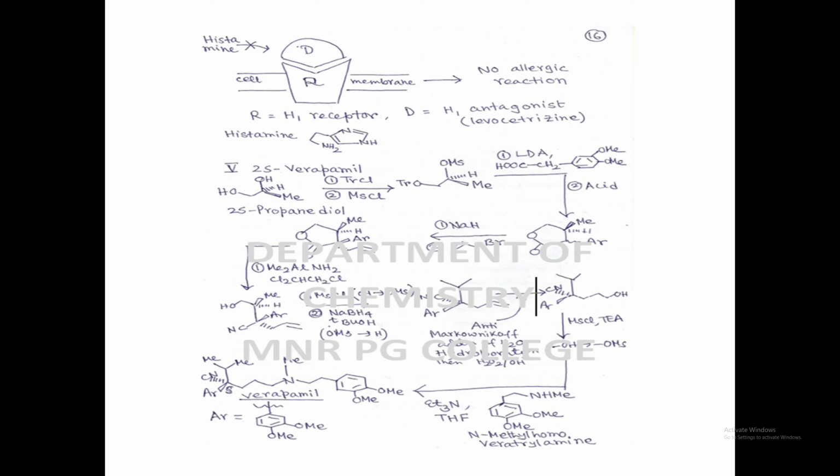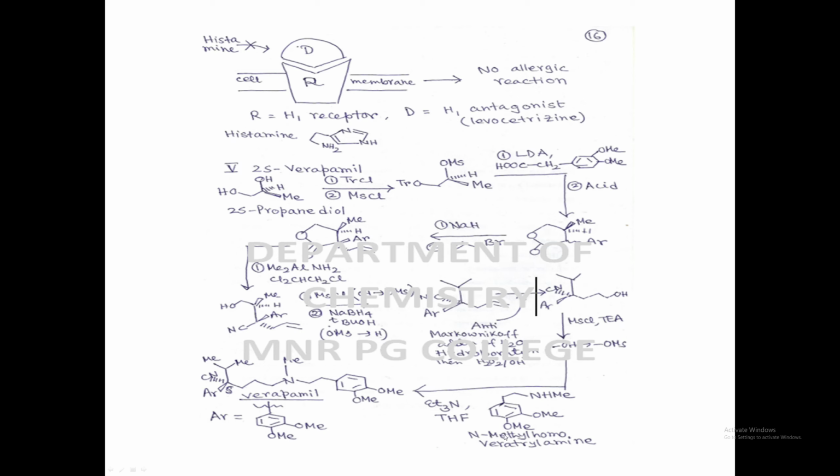Now in this synthesis of verapamil, in two places we are using this methyl chloride to convert alcoholic OH to the OMS. In both cases, to make OH a good leaving group, for that purpose only methylation was performed.